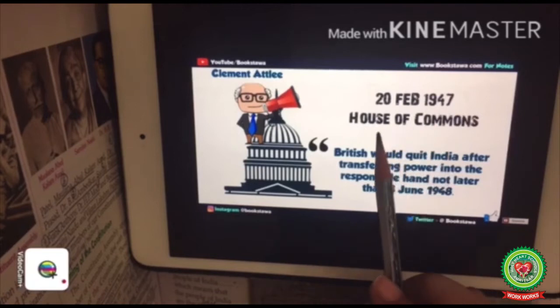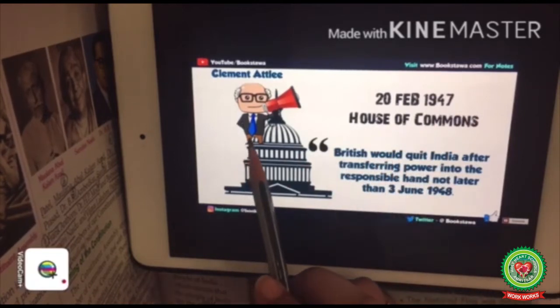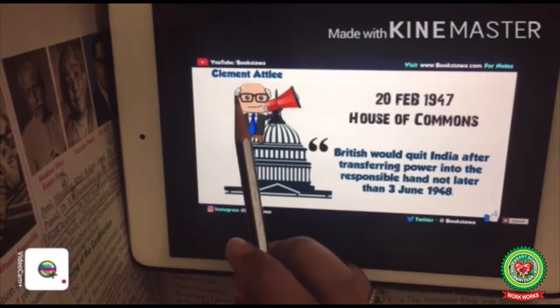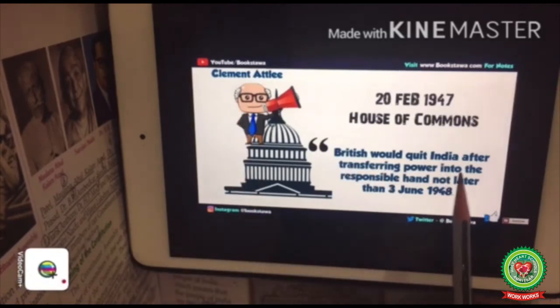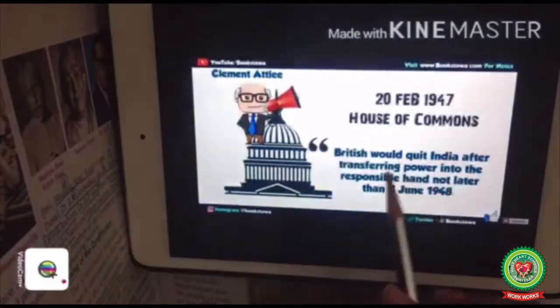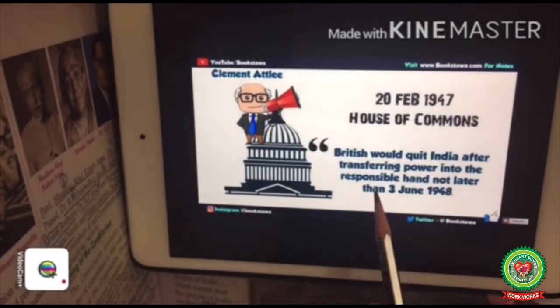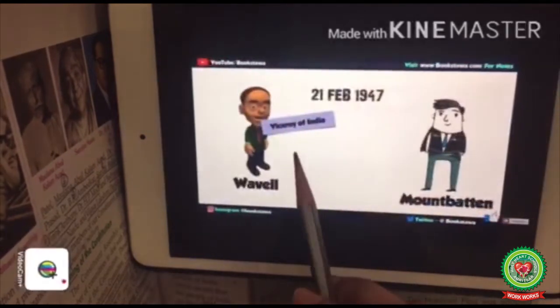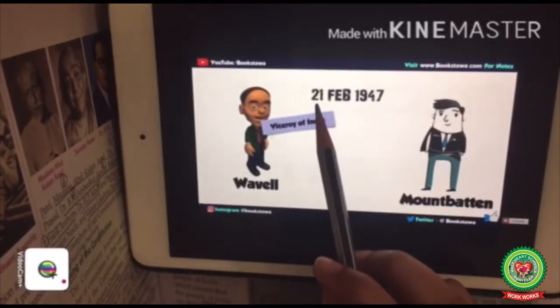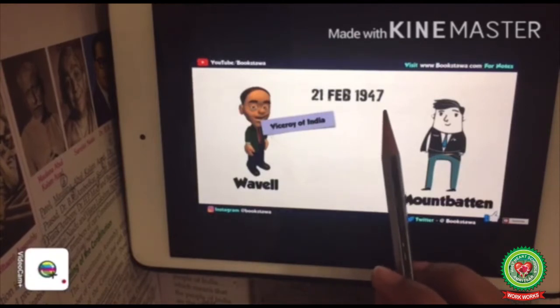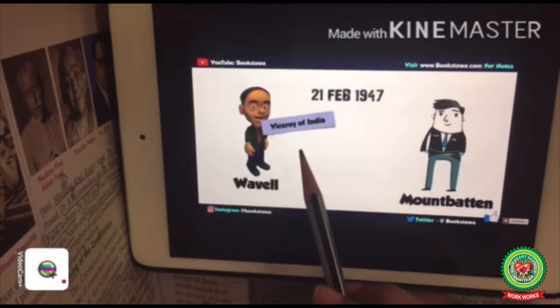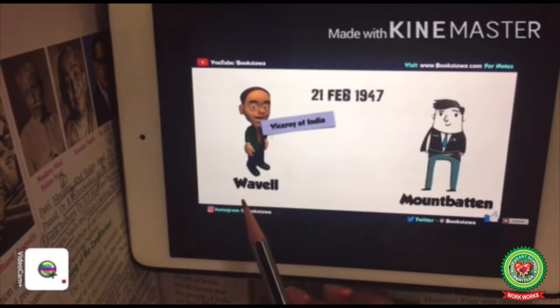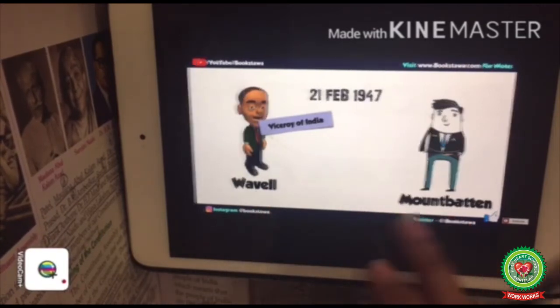On 20th February 1947, in the House of Commons, British Prime Minister Clement Attlee declared Britain would quit India after transferring the powers into responsible hands, but not later than 3rd June 1948. On the very next day, 21st February 1947, the Viceroy of India was changed. Earlier it was Lord Wavell and then it became Lord Mountbatten.